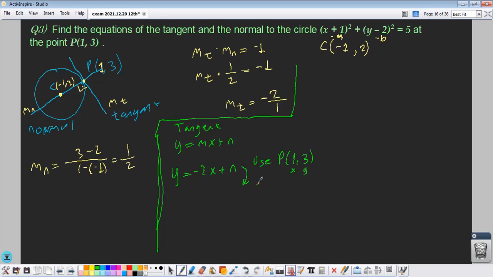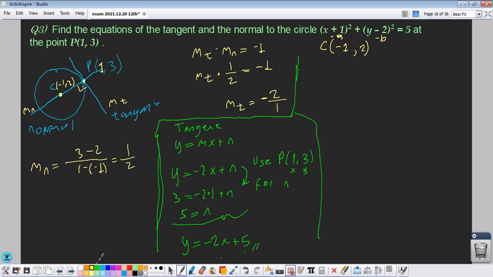So for n, we are using this. Instead of X, you will replace 1. Instead of Y, you will replace 3. And here, you will get the value of n. It will be -2, move it to the other side, +2, 3 plus 2 makes 5, so n equals 5. After you find n, you can write the final equation, -2x, mx plus n, which is +5. You have the equation of the tangent line.